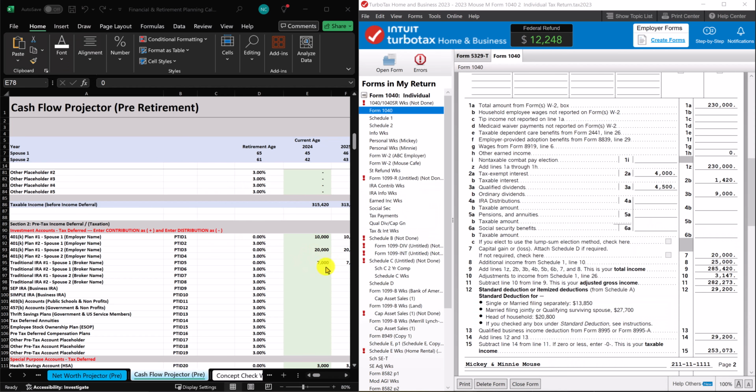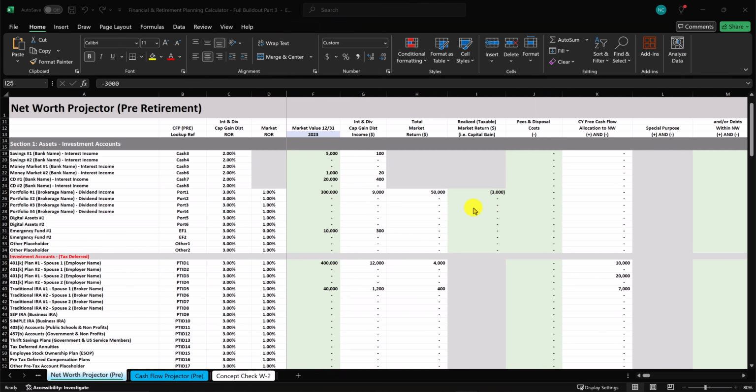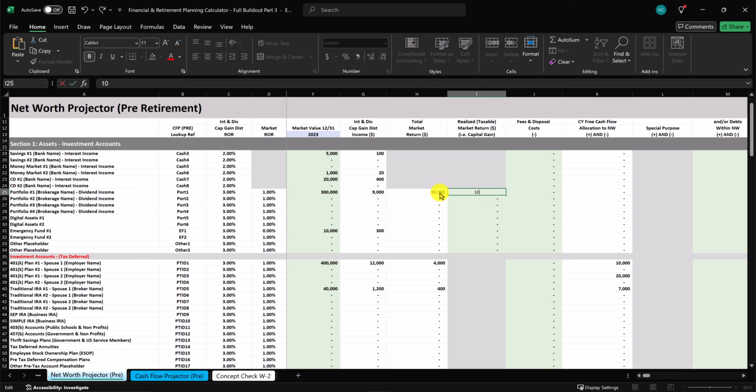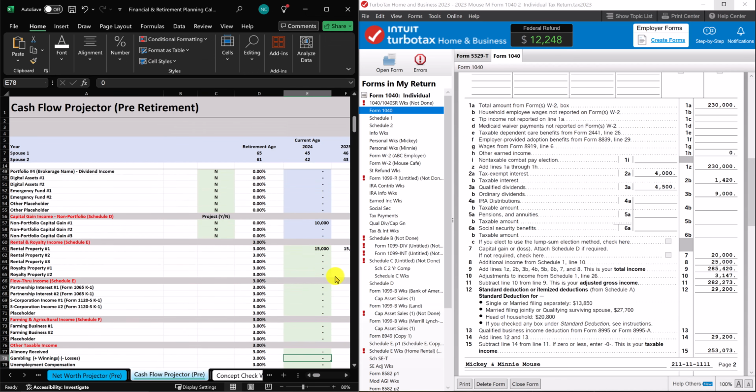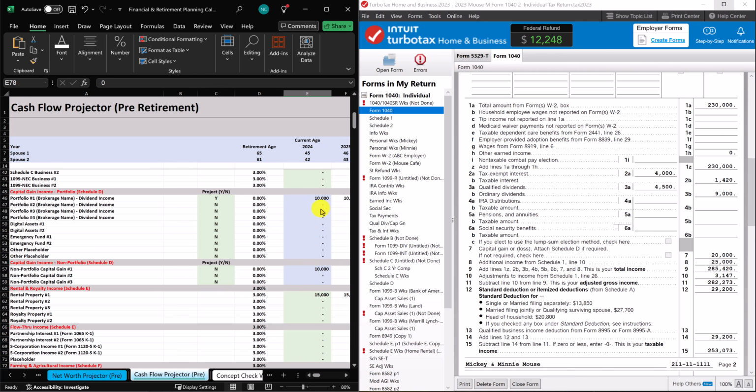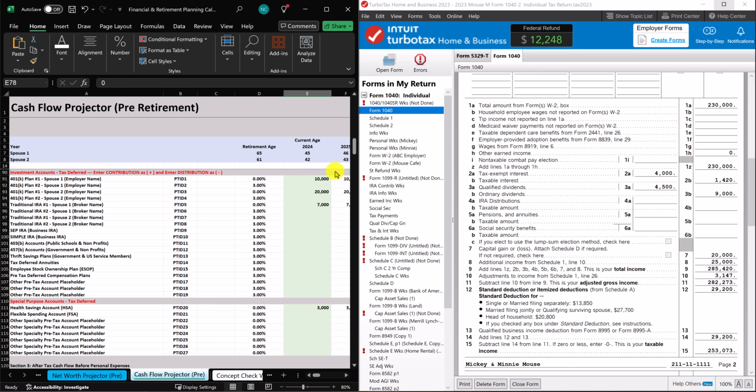Okay, before we continue, I'm going to go back over here to the net worth projector, and I'm going to go back up here to this capital loss of $3,000 that we had put in as an example, and I'm going to change that back to $10,000, which was the original amount that we had in there. By doing that, let's scroll back up here for just a moment and make sure that we have $10,000 of capital gain. We do. Okay, let's keep going. So we are back here in the pre-tax deferral accounts. We have covered this $10,000, this $20,000, this $7,000.